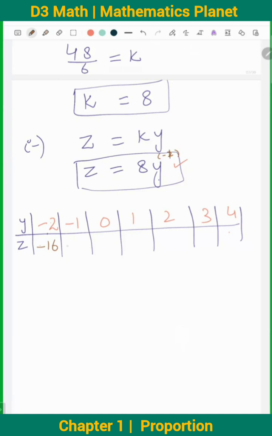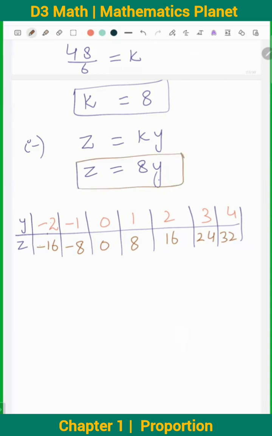When y is 0, z is 0. When y is 1, z is 8. When y is 2, 16. When y is 3, 24. When y is 4, 32. Alia, are you getting it? Yes. Keep participating, okay?